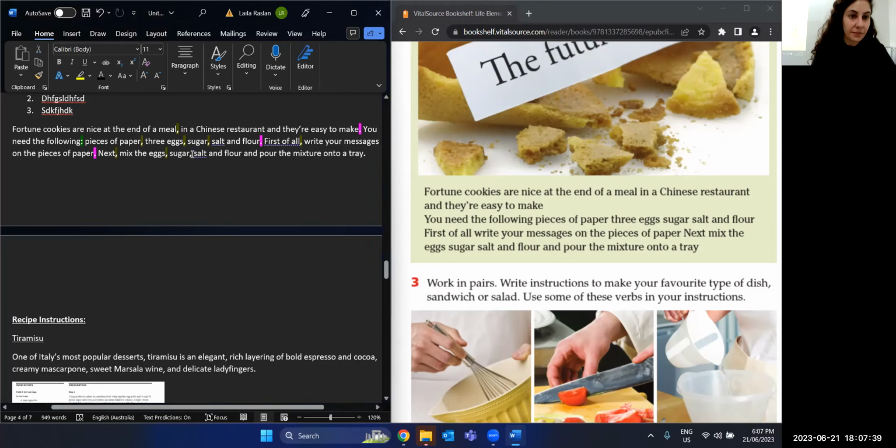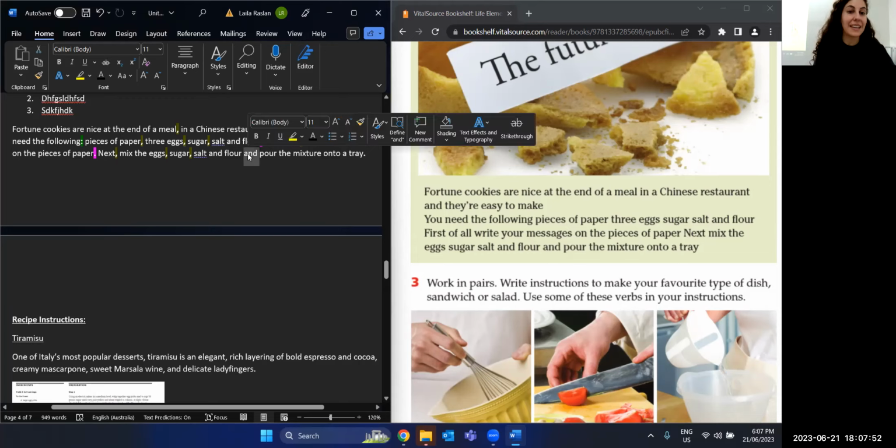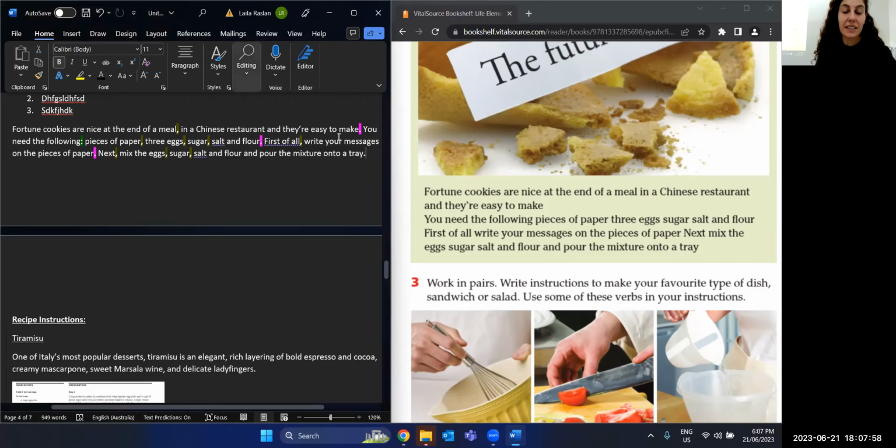sugar, because these are nouns. Salt, and the last one, we don't need a comma. So and flour. And pour, that's fine. We don't need a full stop because it's connecting sentence. And pour the mixture onto a tray. That's the last sentence. We need to finish it with a full stop.